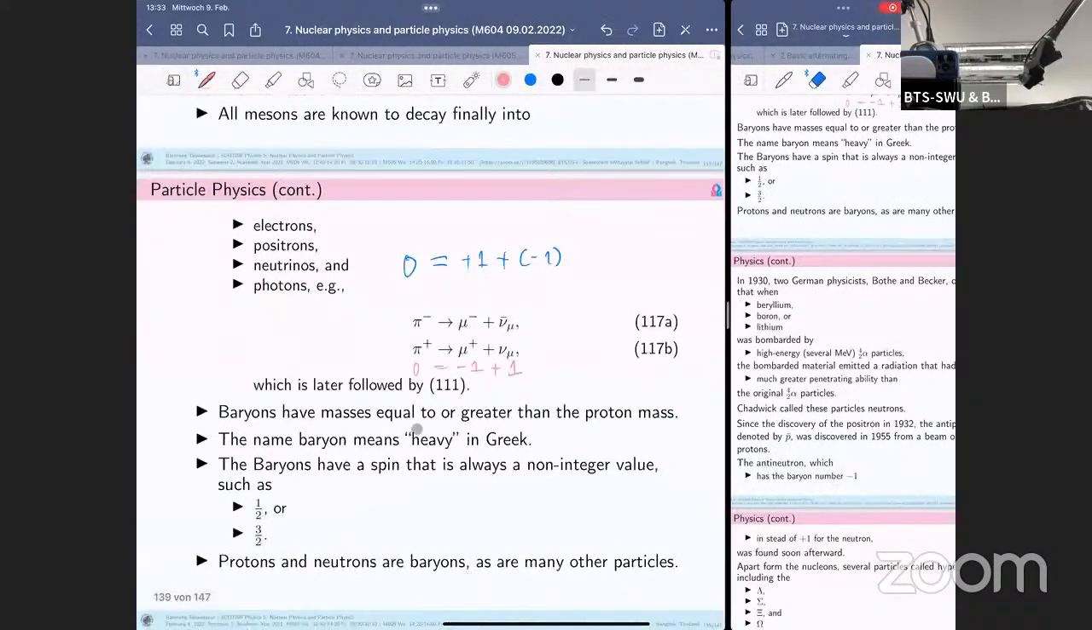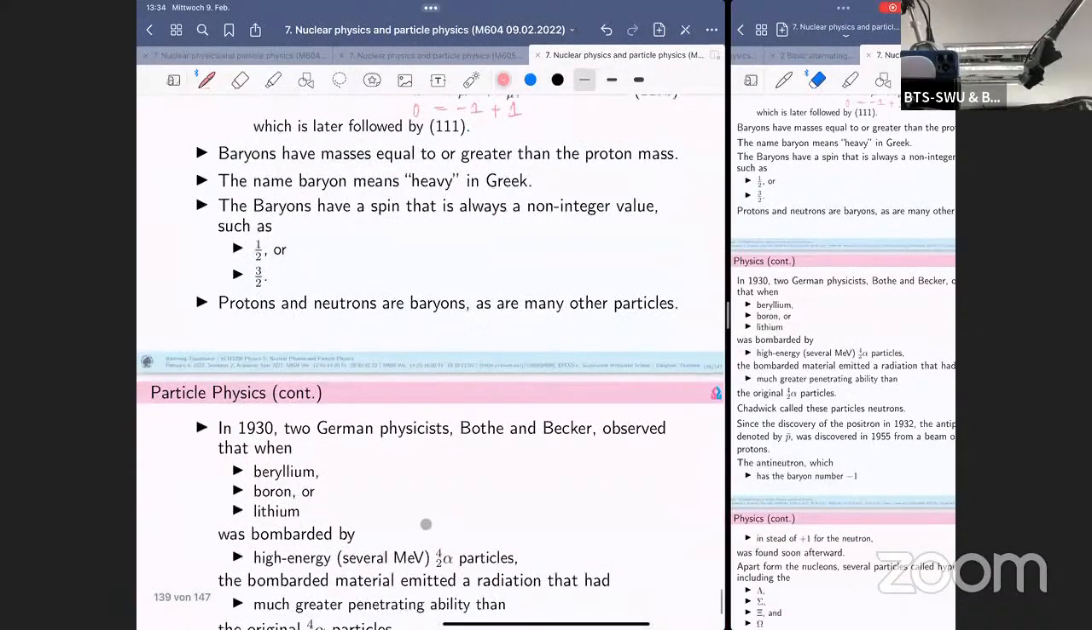Okay, we finished the story about meson. Now we arrive at baryons. Baryons have masses equal to or greater than the proton mass. The name baryons comes from a Greek word meaning heavy, and baryons have a spin that is always a non-integer value, such as 1/2 or 3/2 or 1.5. Proton and neutrons are baryons, as many other particles.